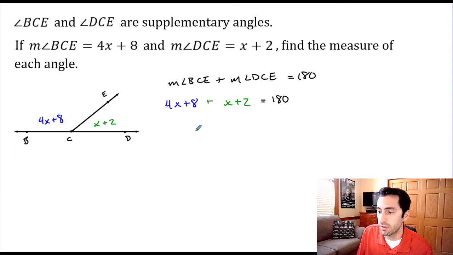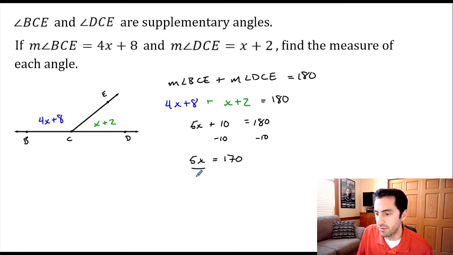So let's start by combining like terms. 4x and x is 5x. 8 and 2 is 10. And subtracting 10 from both sides, we end up with 5x is equal to 170. And then dividing by 5, looks like we end up with x is 34.